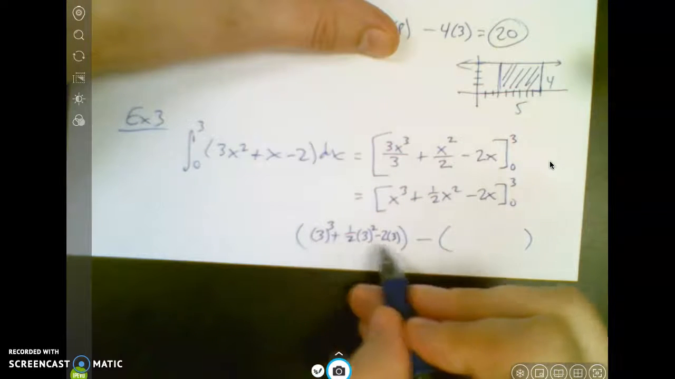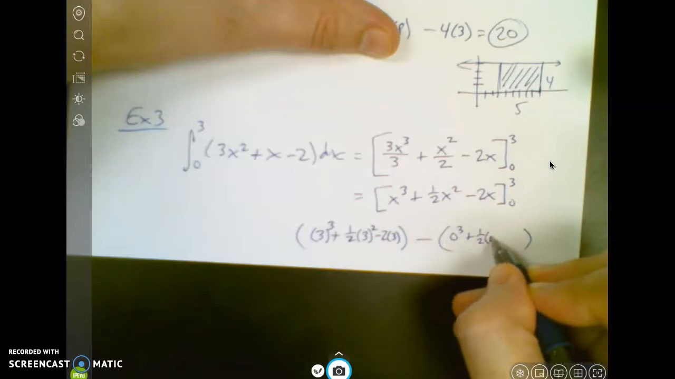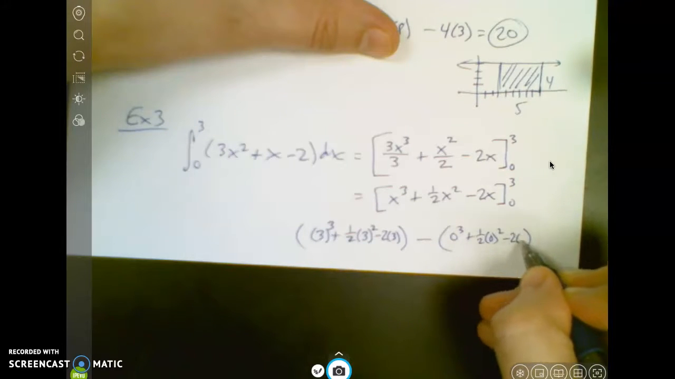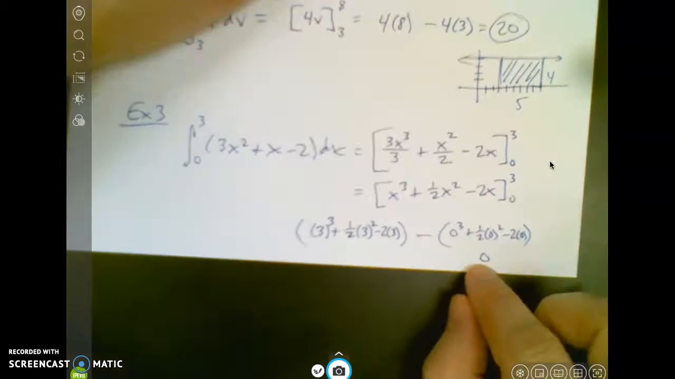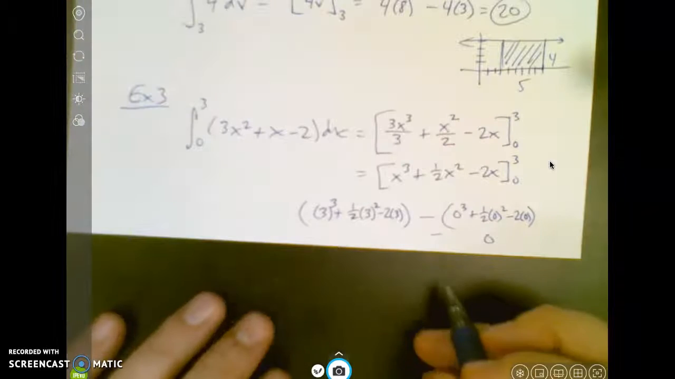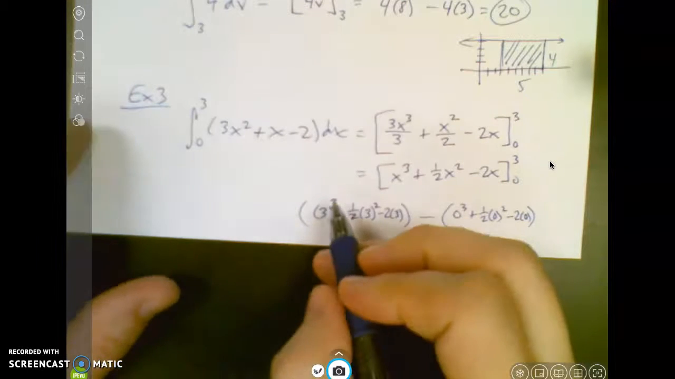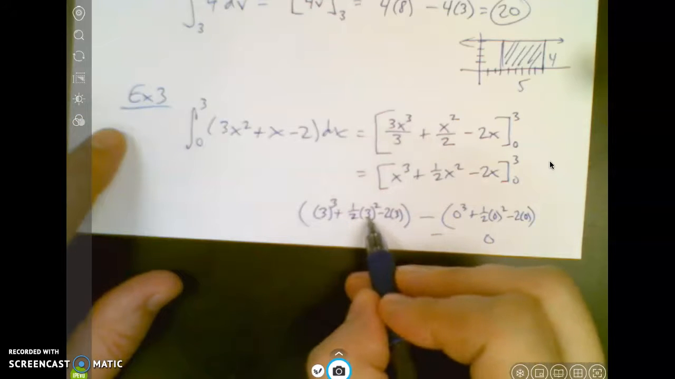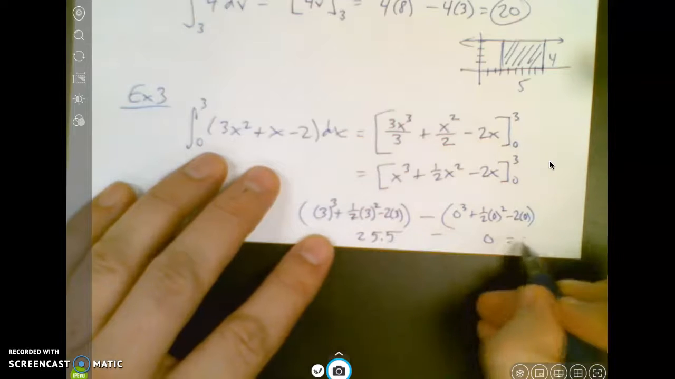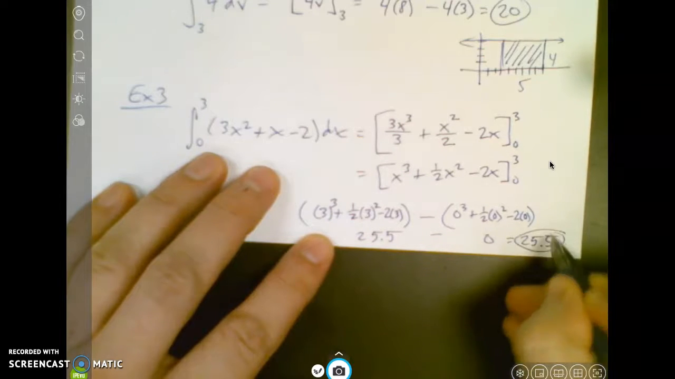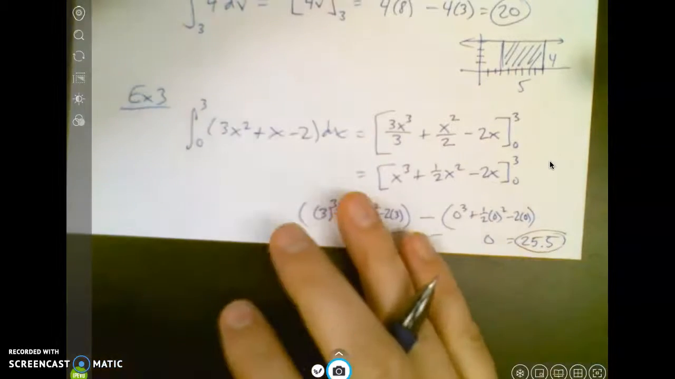Alright, so you're going to put a 3, 3, 3, and here you're going to put a 0 and 0 and 0. Now after you do this once or twice, you'll really just put a 0 in for that, because everything has an x on it, so everything's being multiplied by 0. So the front part, you got 27, half of 9 is 4.5, minus 6, it's going to be 25.5, minus 0. If you graphed it, you'd see some sort of parabola from 0 to 3, and the area is 25.5.